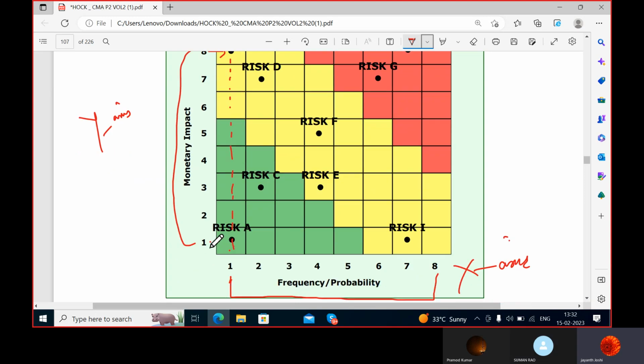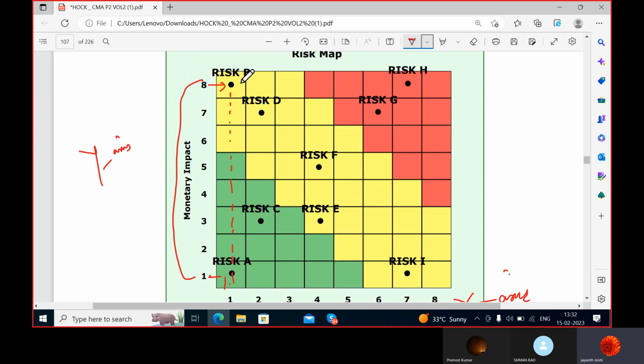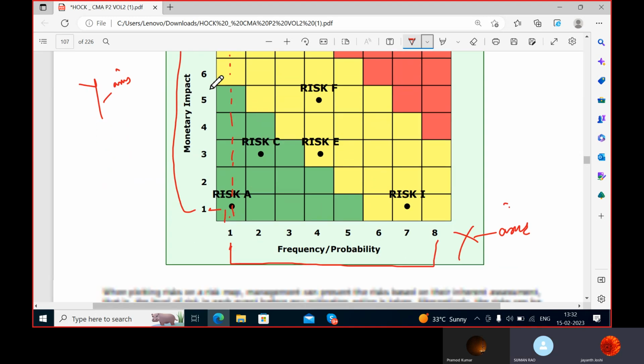Right. For risk A, the probability is less, and the impact is also very less. That means these kinds of risk affect the business very rarely or very less frequently, and the monetary impact they have on the business is also very less. But when it comes to risk B, the frequency is very less, but if it happens, then the monetary impact will be very high. Did you understand the point here? Yes, yes.